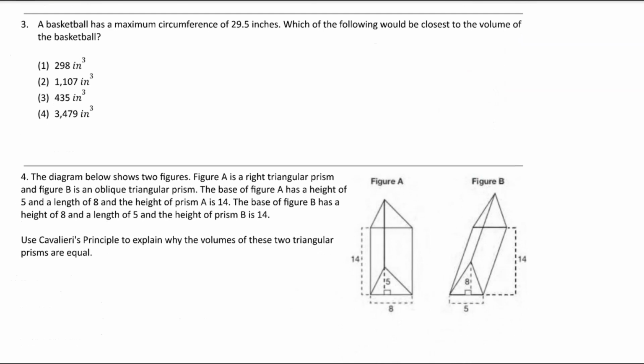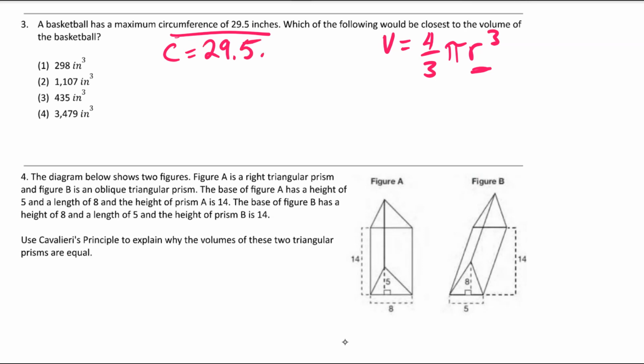Number 3. A basketball has a maximum circumference of 29.5 inches. Which of the following would be closest to the volume of the basketball? Well, remember, a basketball is a sphere, and the volume formula for a sphere is 4/3 pi r cubed. But I don't have the radius right off the bat. I'm told that the circumference is 29.5 inches. But I have a formula for circumference. I know that circumference is equal to pi times diameter.